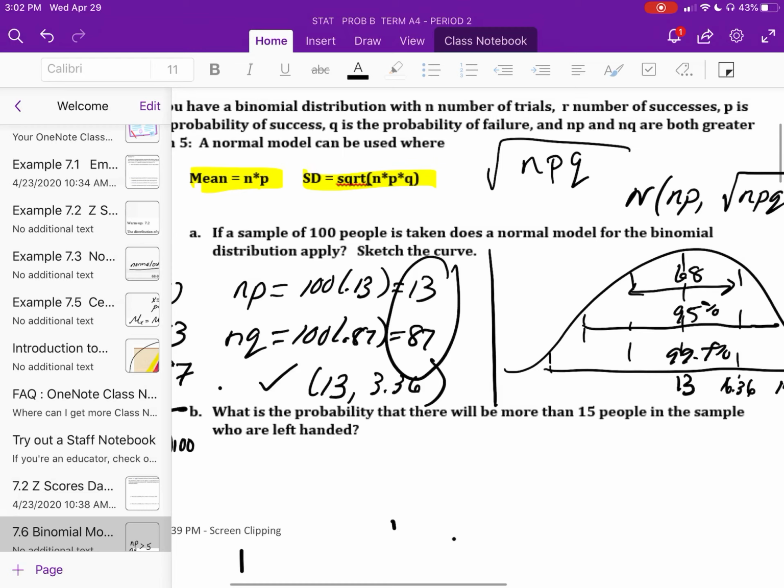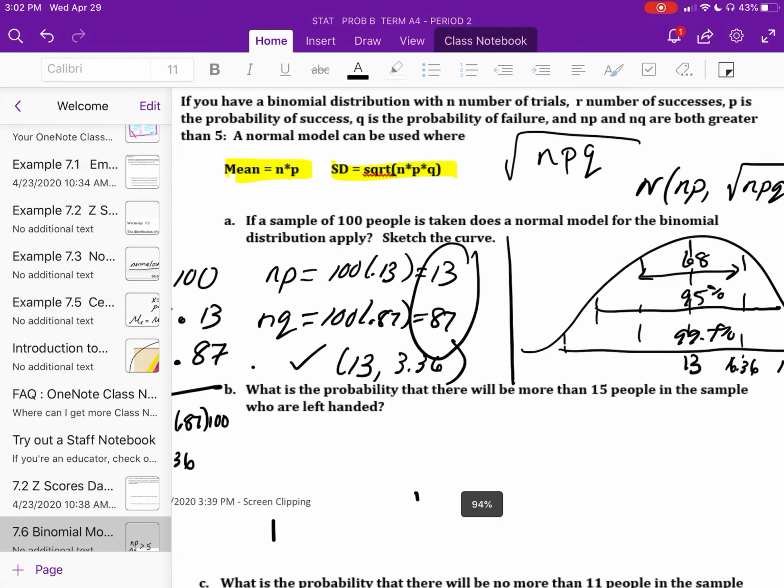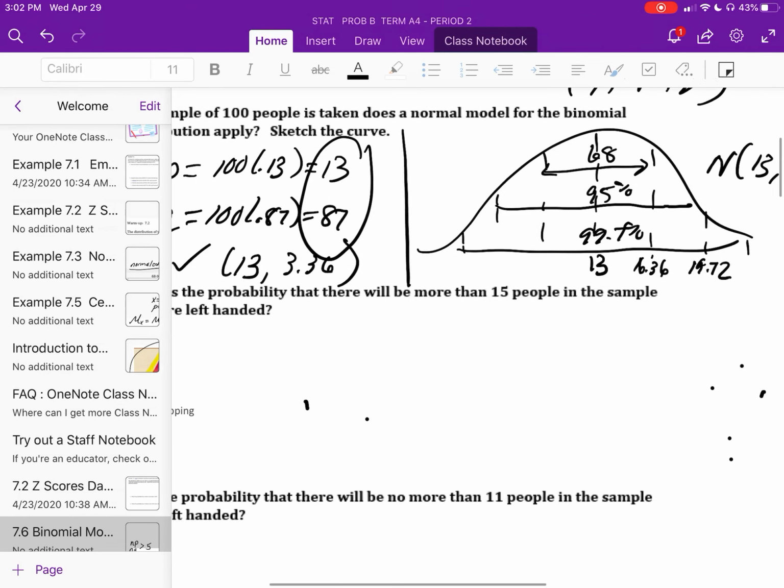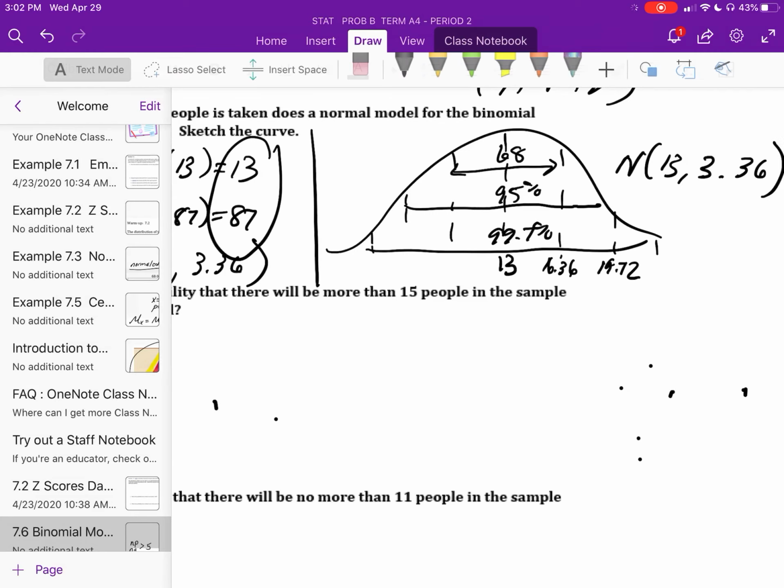So what is the probability that there will be no more than 15 people in the sample who are left-handed? So 15, if you look at this picture here, is going to be somewhere around right here. So no more than 15. So we want to know what's the probability that this happens. If we want to know what's the probability that there are more than 15, then what's the probability that there are no more than 15? So that means 15 or less, right? So that's going to be this side, right?